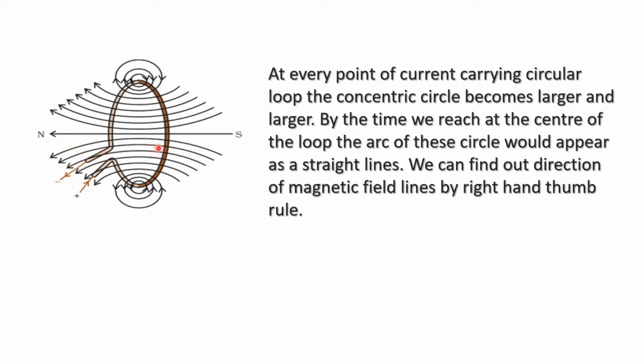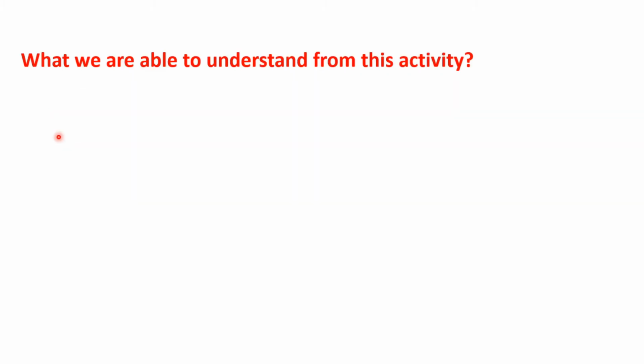We can find out the direction of magnetic field line by right hand thumb rule. So if we place a right hand over here, curled fingers will show the direction of the magnetic field. So here it is clockwise and over here it is anti-clockwise. But in the center, all the rays are moving parallel to each other in the same direction.